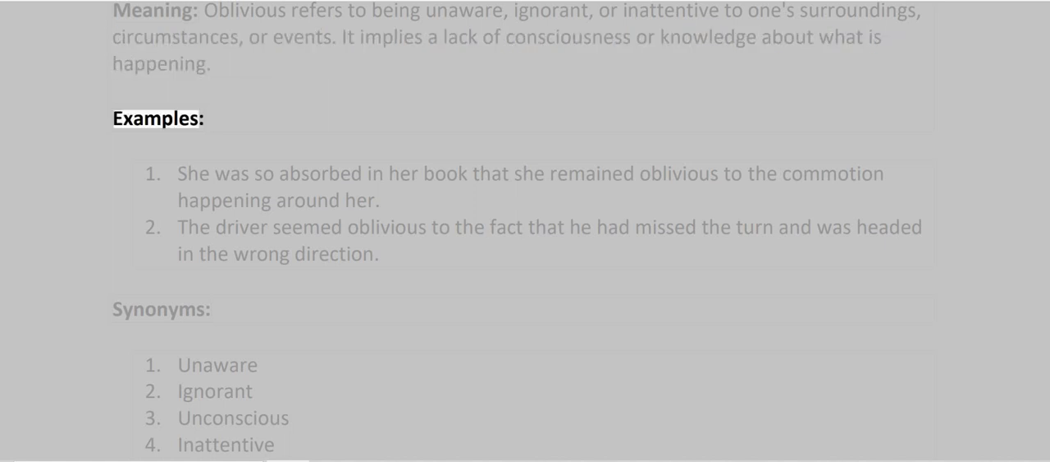Examples. 1. She was so absorbed in her book that she remained oblivious to the commotion happening around her. 2. The driver seemed oblivious to the fact that he had missed the turn and was headed in the wrong direction.